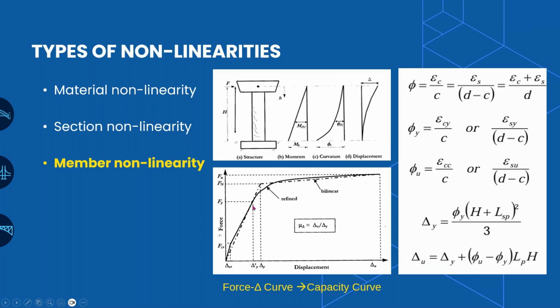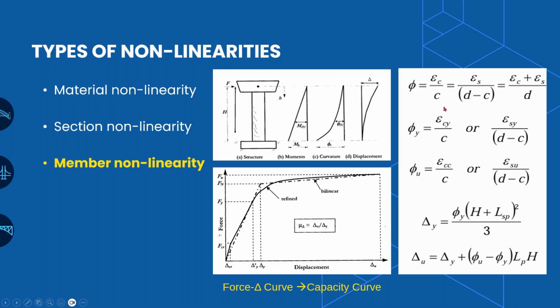In the case of the capacity curve, a similar kind of idealization with respect to a bilinear capacity curve can be done to compute the ductility in terms of delta U upon delta Y, that is the ultimate displacement upon the yield displacement. So this ductility is called the displacement ductility. There are different types of ductilities. We saw in the previous slide the curvature ductility, and this is called the displacement ductility.